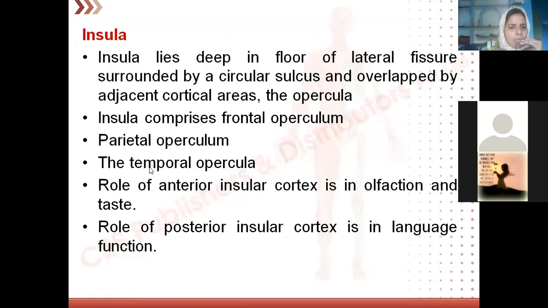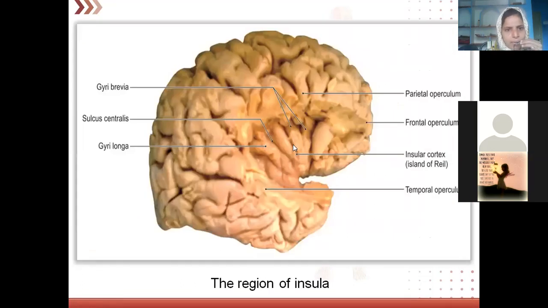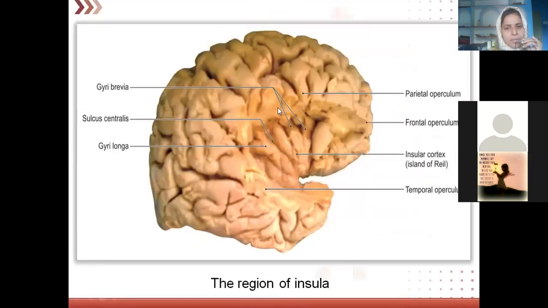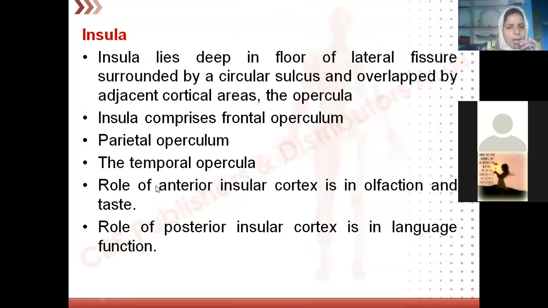Insula lies deep in the floor of the lateral sulcus and fissure, surrounded by circular sulcus, which is the one in the middle. Then we have overlap by adjacent cortical areas. Opercula always means lids. Insula comprises frontal operculum and also temporal operculum. Parietal operculum is which side, beta? This one, this is parietal. Frontal, parietal, temporal opercula, lids.